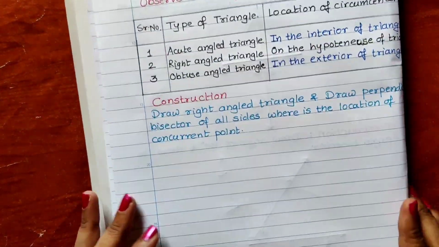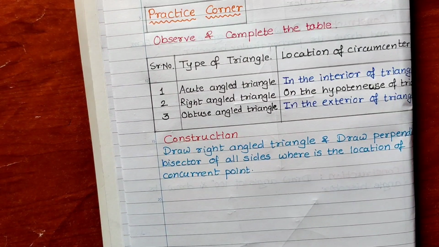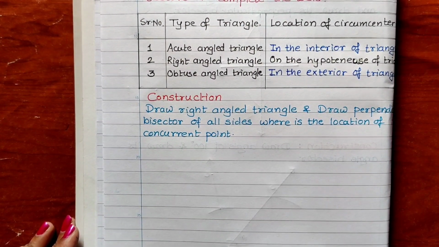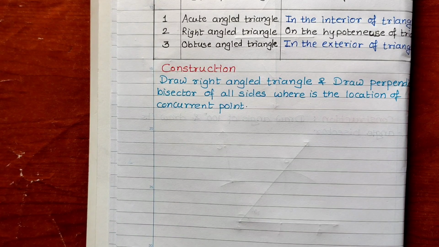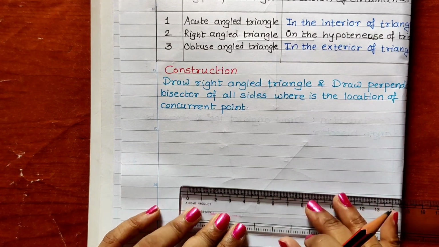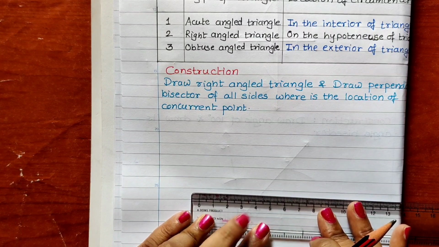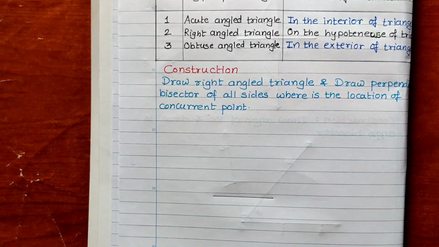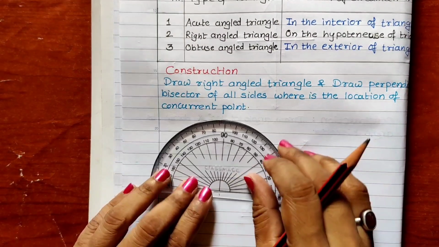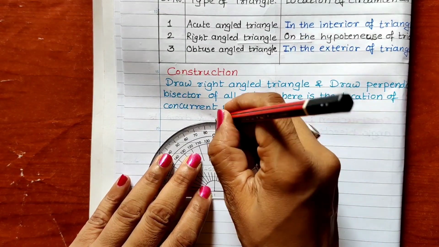Okay, so now it will be easy to show you my diagram. Let us start. We first draw a 90-degree angle. You can take any measurement because measurements are not given here. For the 90-degree angle, we have to place our protractor like this. Here the 90-degree angle is there.